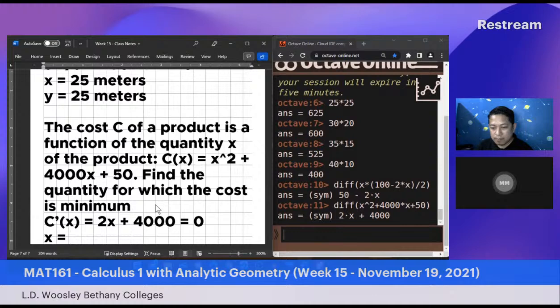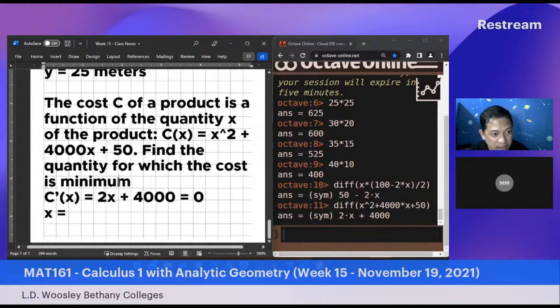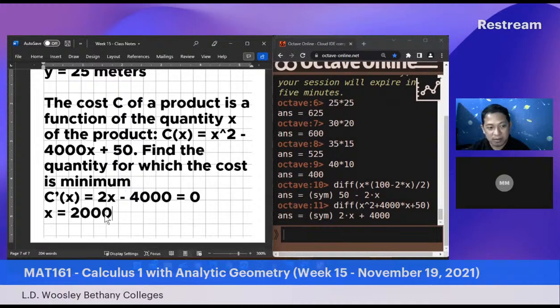Negative 2,000. No, because it became negative. I think I made a mistake here. Okay, this should actually be a minus. Sorry, mistake. So this will become a minus. So right, it will become positive, 2,000. Okay. So that would be the quantity X where the cost will be minimum. That's it, it's automatic.